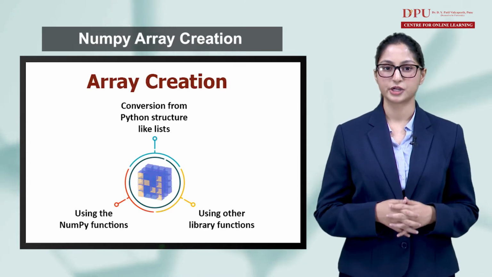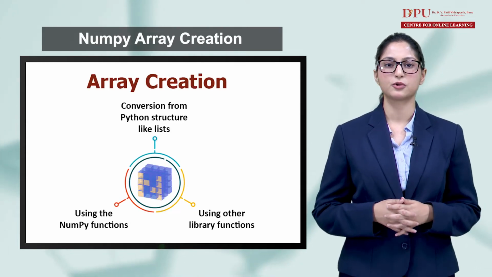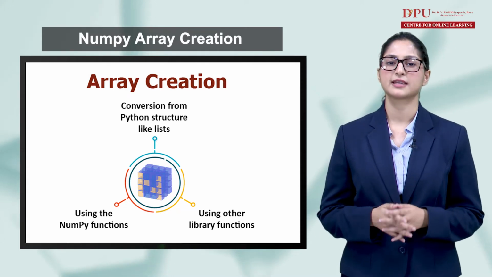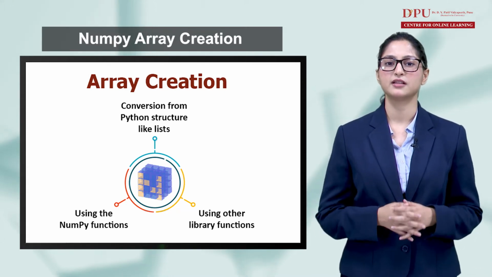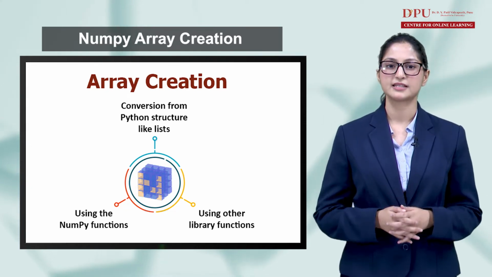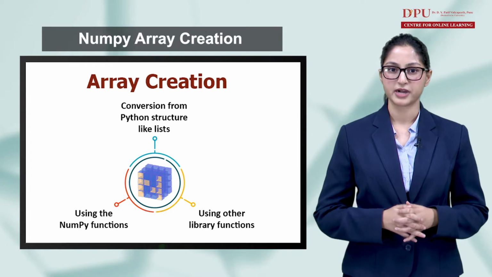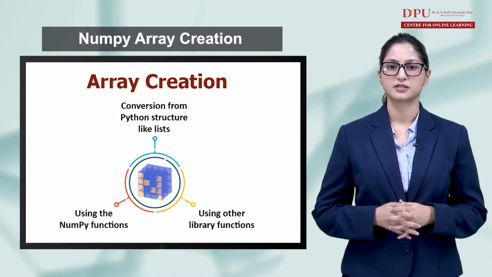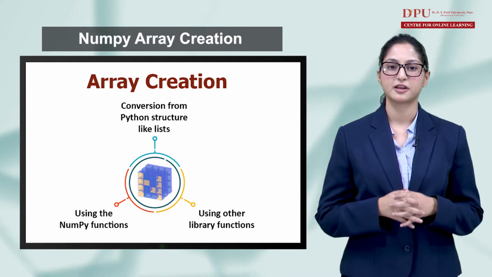NumPy array creation. The ndarray object can be constructed by using the following routines. numpy.empty. As the name specifies, the empty routine is used to create an uninitialized array of specified shape and data type. The syntax is given below: numpy.empty(shape, dtype=float, order='C') as parameters.